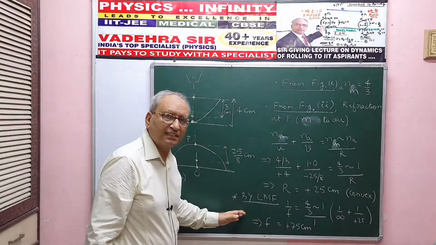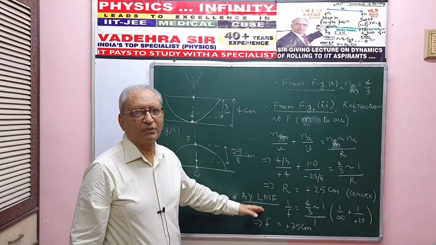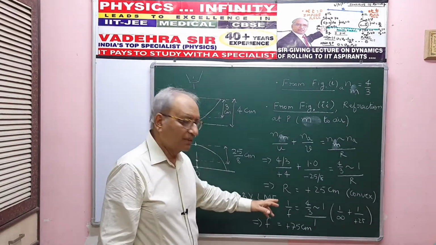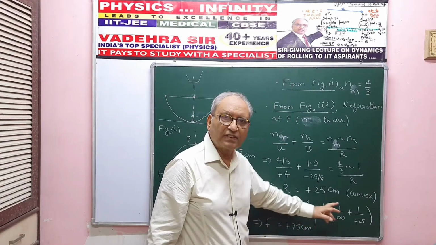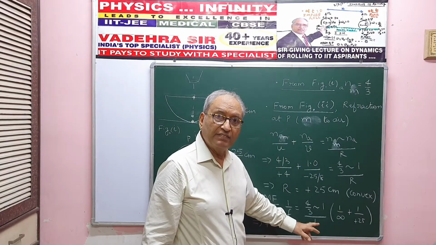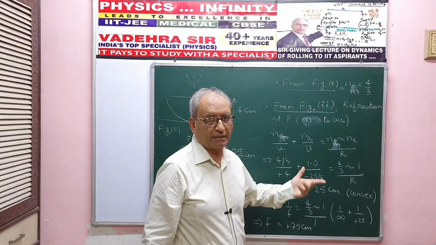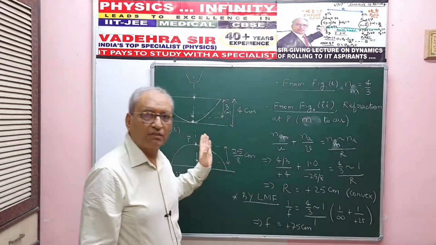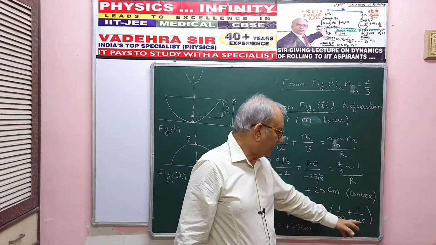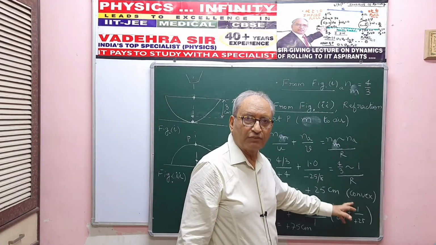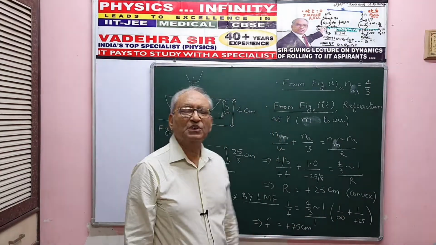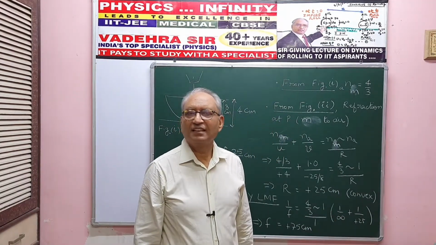Once I have done that, now I use the lens maker formula, because I have to find the focal length. For the lens maker formula, 1 by f is the difference of the refractive indices, 4/3 minus 1, divided by the medium in which the lens is kept. That is 1, it's kept in air, and for plano convex, R1, the plane surface, has radius of curvature infinite, and R I have found to be 25 from the above discussion. I just put that, I get f equal to plus 75 centimeter.